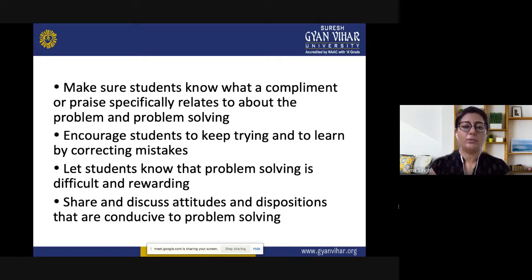Let students know that problem solving is difficult and rewarding. Let them know that it is not only a method to pass time. This is a very important thing which will be important in their later life. Share and discuss attitudes and dispositions that are conducive to problem solving. So at the end, always try to discuss in class what kind of attitude has developed among the students, what problems they have faced, and what the correct conclusion is from the activity which has been carried out, individually or in groups.